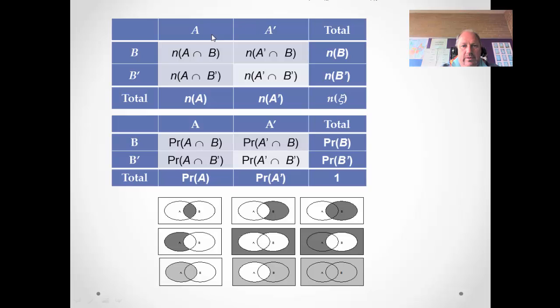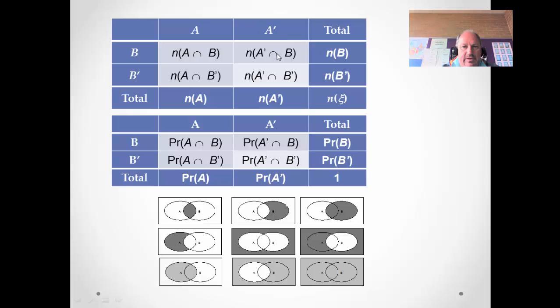If you set up a two-way table, you put A and A naught in the two columns and B and B naught in the two rows. Where the row and the column intersect, this tells us about A intersecting B. The N in this case represents the number. In the second table that's been replaced with P, so we're dealing with probability. So this means it belongs in both A and B. If you look at the matching Venn diagram down here, that's this shaded region between the A and B circles.